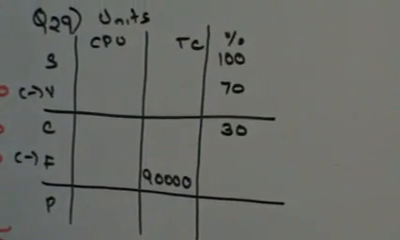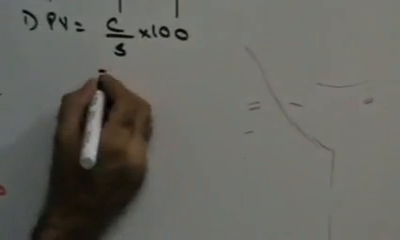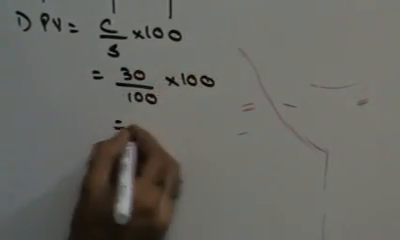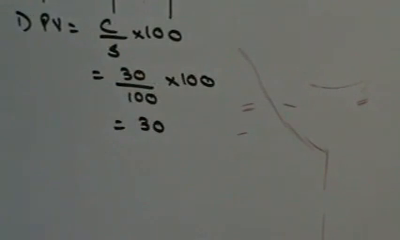Now, we've said that we assume sales to be 100, so variable cost was 70, contribution was 30. First thing that I need to do is find out PV. PV is C upon S into 100. So that's 30 upon 100 into 100. So in that case, that will be 30%.